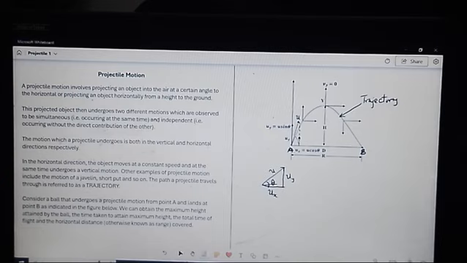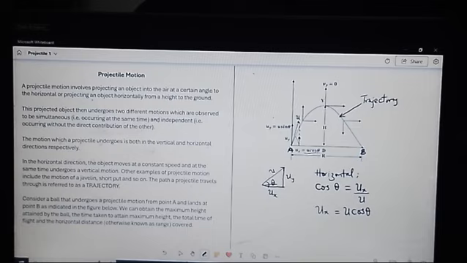use of trigonometric ratios, where we can just say for the horizontal component, since we are looking at the adjacent side and the hypotenuse, we can say that cos theta is equal to this over this, so that u of x is equal to u cos theta. That's how this formula came about.